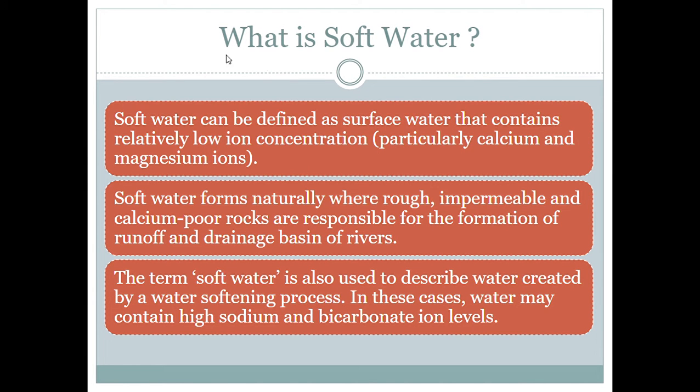Now, what is soft water? Soft water can be defined as surface water that contains relatively low ion concentration. Soft water forms naturally where rough, impermeable, and calcium-poor rocks are responsible for the formation of runoff and drainage basins of rivers. The term soft water is also used to describe water created by a water softening process. In these cases, water may contain high sodium and bicarbonate ion levels.